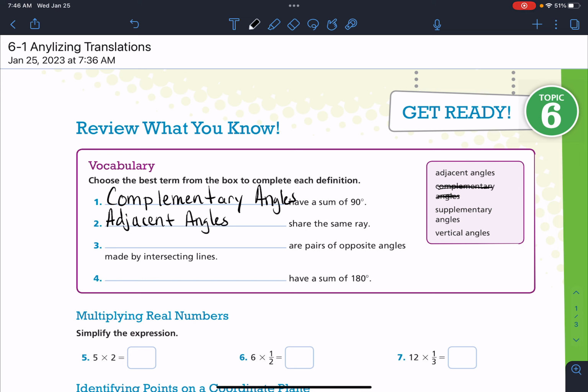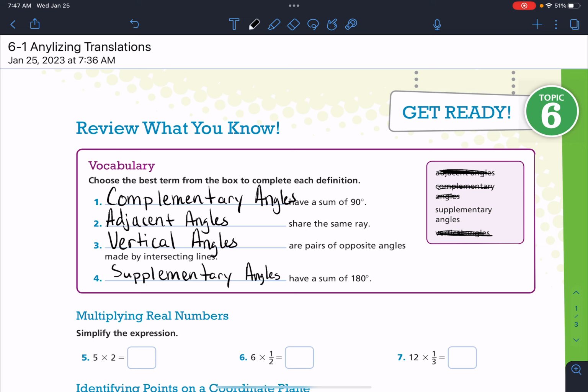All right, the next one, number 3, says blank has or are pairs of opposite angles made of intersecting lines. That turns out to be vertical angles. All right, and then obviously number 4, that would be the last word that we have left. So blank has a sum of 180, so that's supplementary angles.